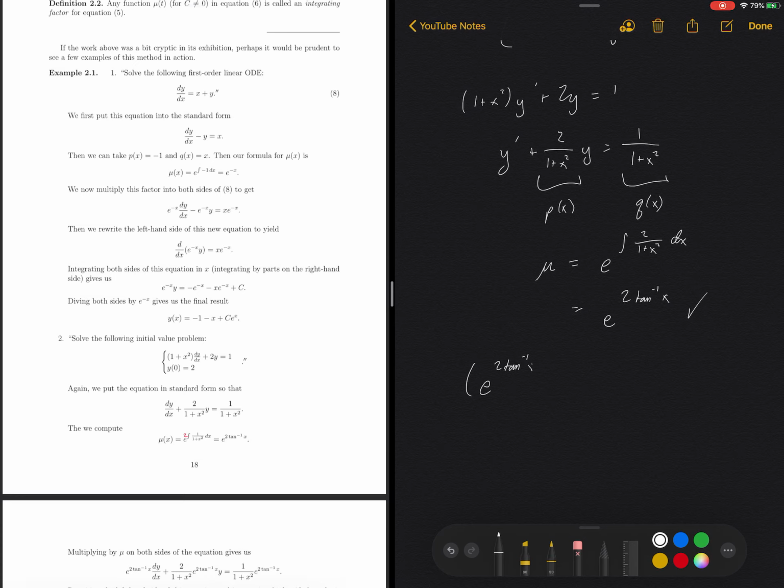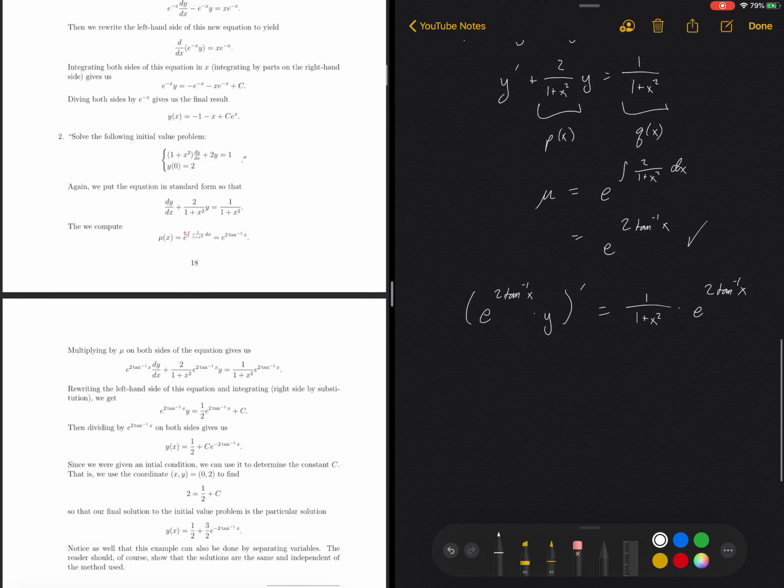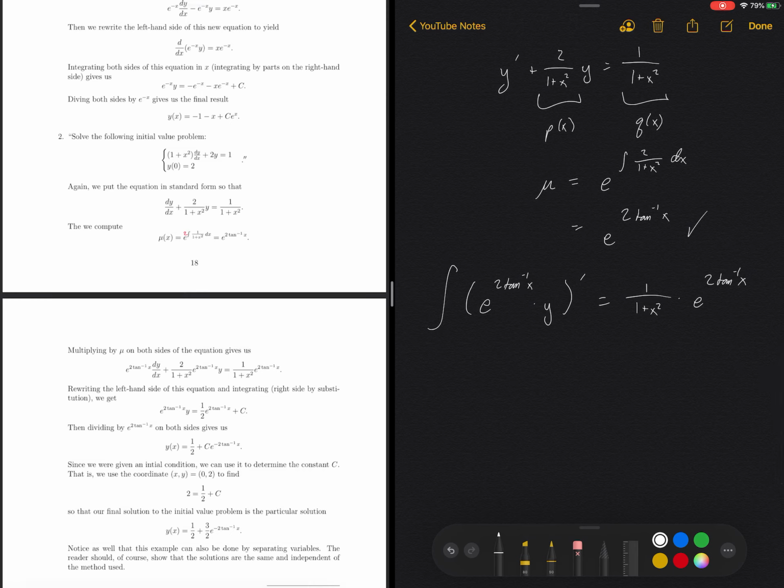And I can show you. Look what happens when I multiply in. Well, I don't even have to multiply it in at this point. I know what has to happen. This will be e to the twice arctangent of x times y prime. And this will equal what happens when I multiply the right-hand side by e to the twice inverse tangent of x. All right. So on the right-hand side, well, actually, let's integrate.